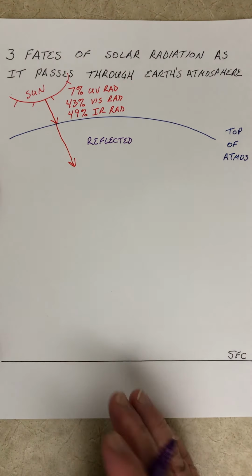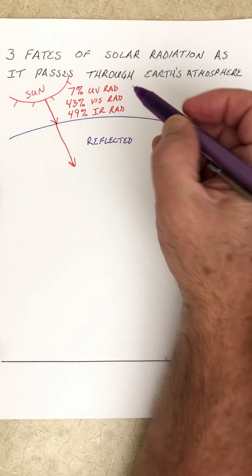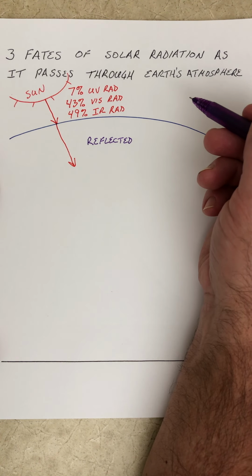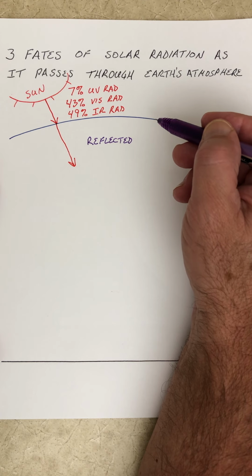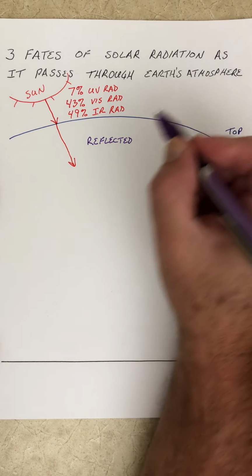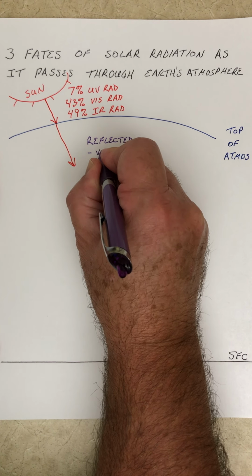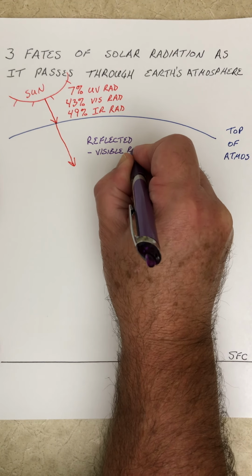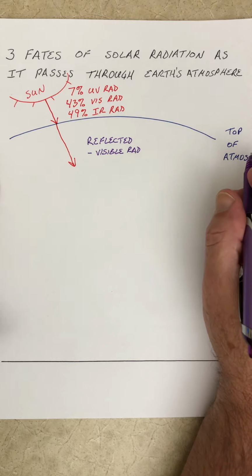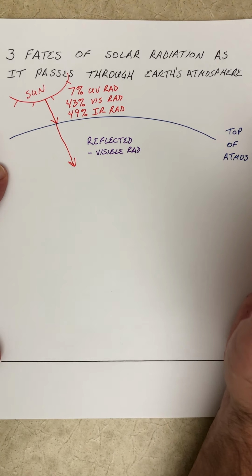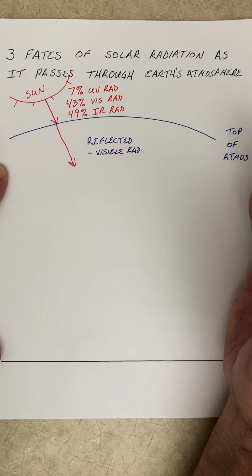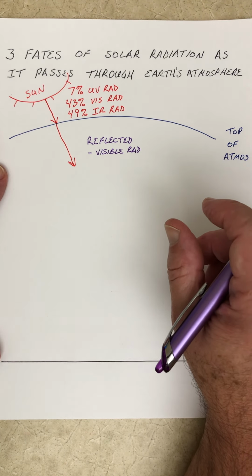And so we have to ask ourselves, what gets reflected? Well, we've got three choices here. Is ultraviolet radiation reflected? Is visible radiation reflected? Is infrared radiation reflected? Is it all three? It turns out that it is visible radiation that gets reflected. And that kind of makes sense, because if you get up in the morning and you look in the mirror, what allows you to see your reflection, that's visible radiation that's being reflected.